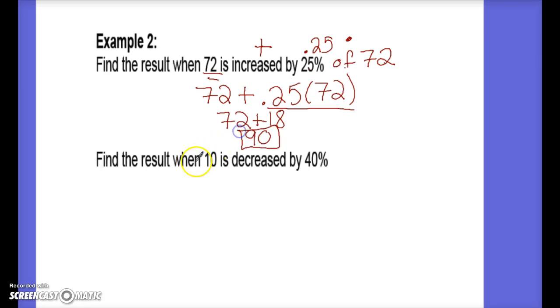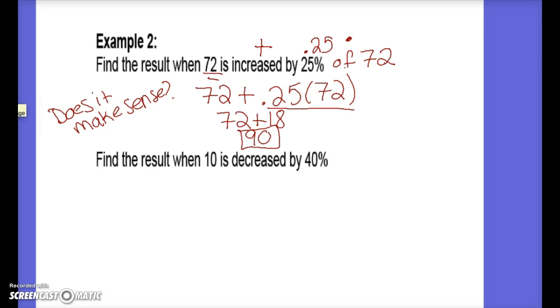So when 72, and look, does it make sense? Ask yourself, does it make sense? Did 72 increase by 25% is 90? Sure. If you would have gotten like 30, that's not even an increase, so you definitely could have checked that out.